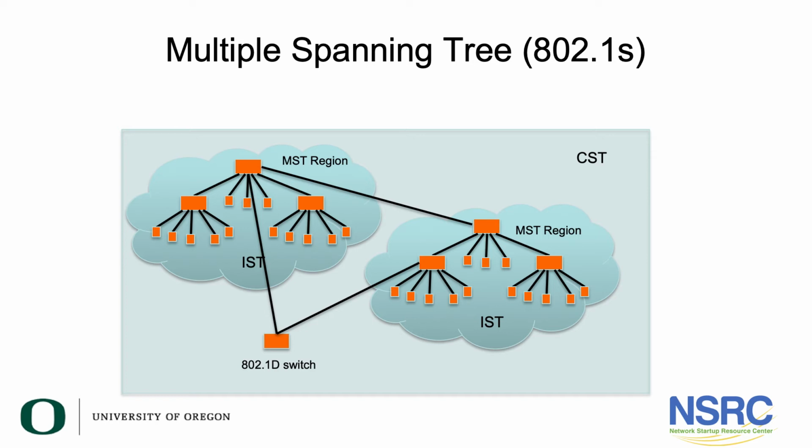Now inside each MST region, you have the MSTI instance 0, which is the internal spanning tree, and you have the details of the connectivity. But as well, you can see the other 2 external bridges: the one for the switch which is not inside any one of these regions, as well as the one for the other region, which is seen as a single bridge, and the same thing for the region on the left.